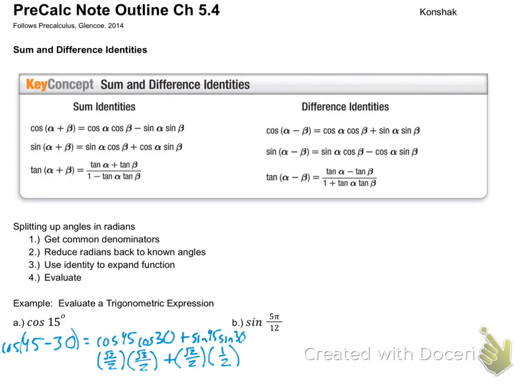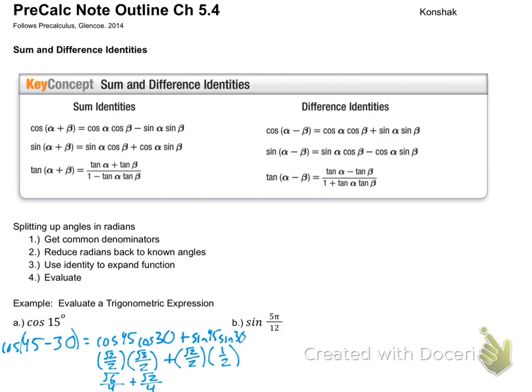Now what happens when I multiply a square root of 2 times a square root of 3? Yes. 2 times 2? 4. What is the 1 times square root of 2? Over? They have common denominators.